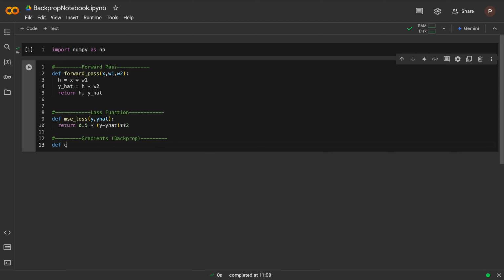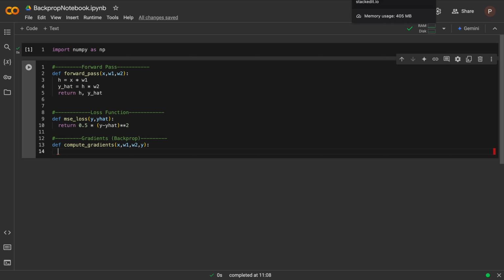And we're going to define a function called compute_gradients, and remember the gradients are the partial derivatives. I missed an E over here, so we compute_gradients, and it's going to take x, w1, w2, and y. Okay, these are the values that it needs, and this will return the partial derivative of the loss with respect to w1 and the partial derivative of the loss with respect to w2 using the chain rule, okay?